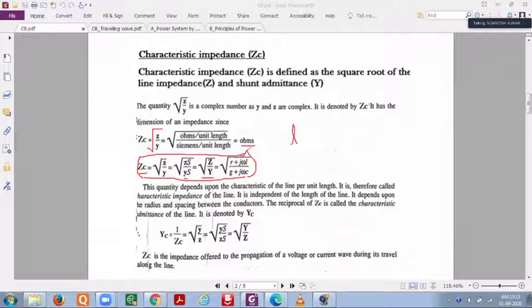Sir, you're saying that characteristic impedance is independent of the length, but it is dependent on inductance and capacitance. As inductance and capacitance depend on the length, then why doesn't the characteristic impedance depend on length?